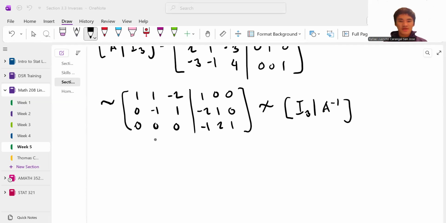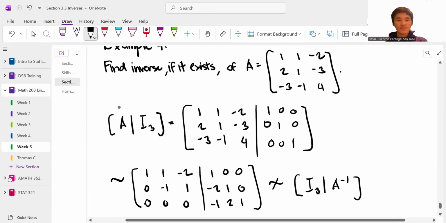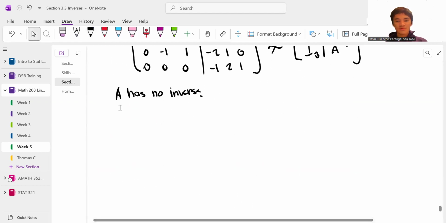And so we can stop there since the left half of the bottom row consists entirely of zeros. And there's just no way to use row operations to transform the left half of the augmented matrix to I3. And so A has no inverse. Okay, cool. Let's continue.